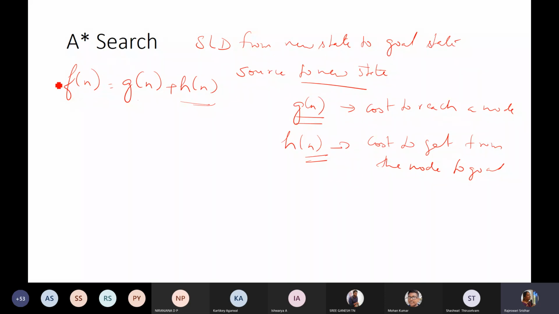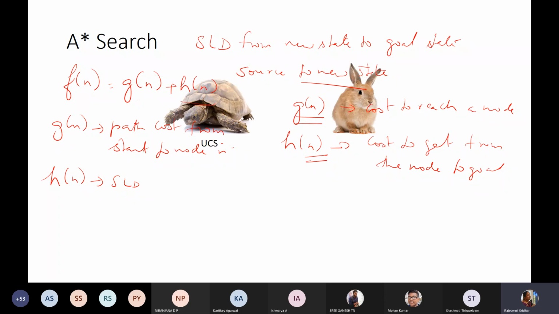So for example, given a node n, G of n can be the path cost from the start state to the node n, and H of n could be the cheapest cost from n to the goal. So h of n could be your straight line distance cost also. Not a problem, because you're going to incorporate both the costs. So that was the drawback in best first search, and you have to address this in A star search.